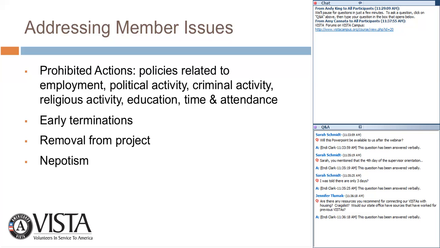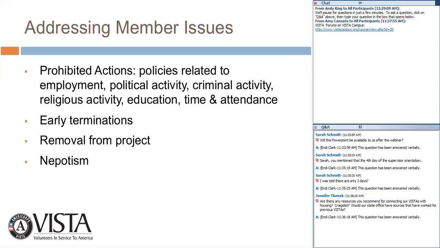VISTA members can take educational classes, but there are some policies related to that as well. Because the VISTA member needs to be available to you at any given time, you should be aware that although they may participate in educational classes during their term of service, those educational classes should not interfere with their VISTA term of service.